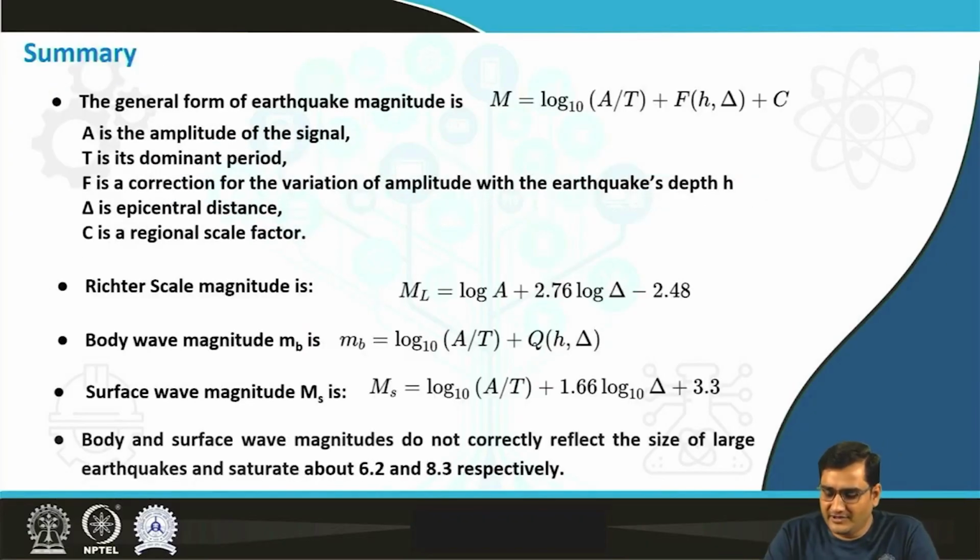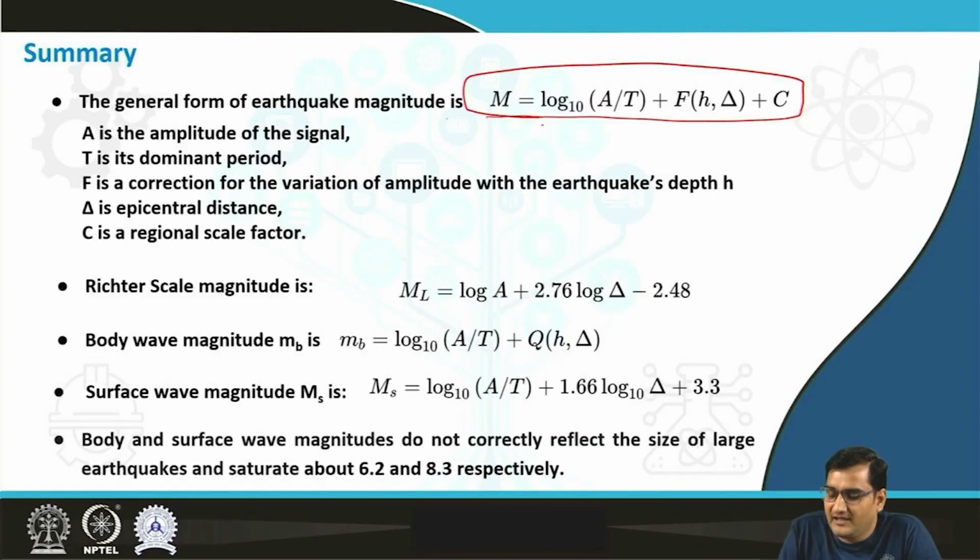So this is the summary of the entire module. Now let's have a look. The general form of earthquake magnitude, this is the empirical form of the magnitude scale, is M equal to log base 10 of A by T, where A is the amplitude of the signal, T is the dominant period, plus f as a function of hypocentral depth and distance, plus a constant, or you can say a regional scale factor.